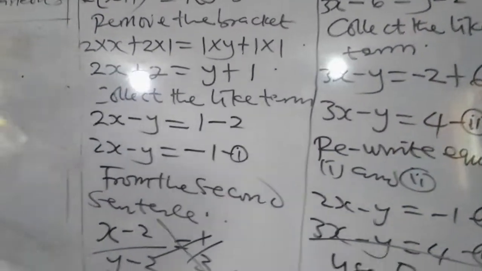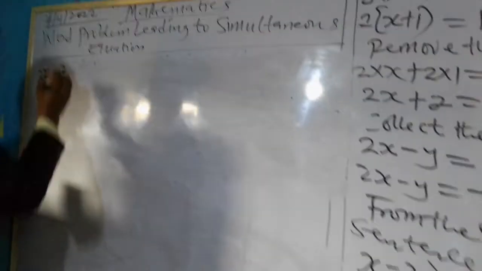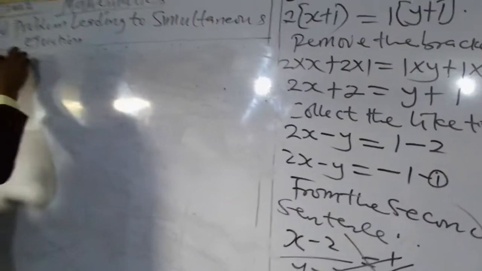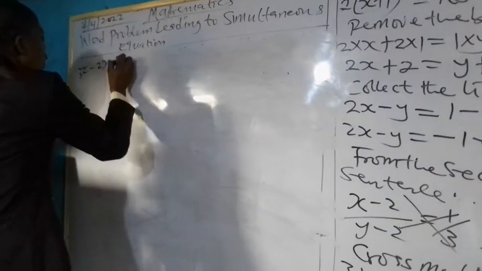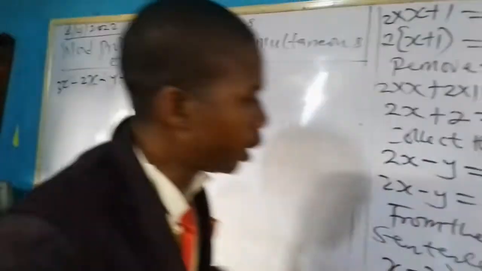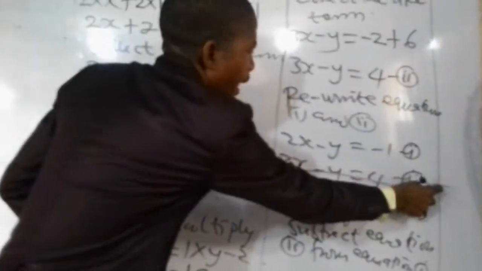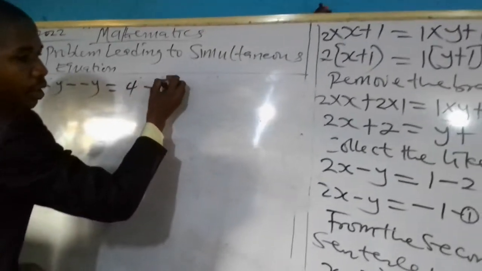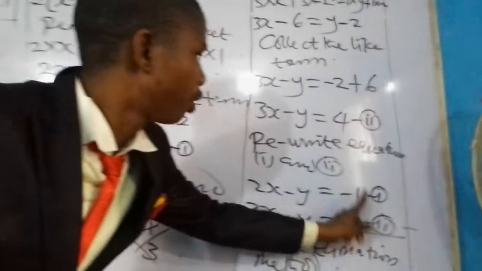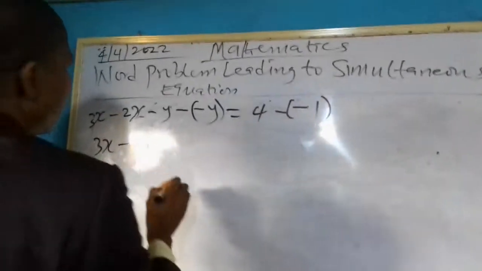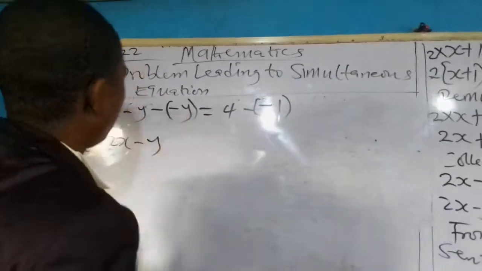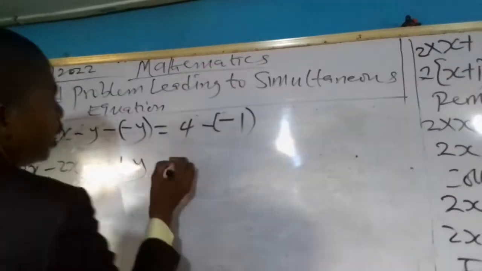That means 3x minus 2x, and minus y minus minus y. Because this is minus y, and this is another minus here, minus minus y is equal to 4 minus minus 1. This will now be in brackets: 3x minus 2x minus y. Minus times minus y is positive y, is equal to 4.